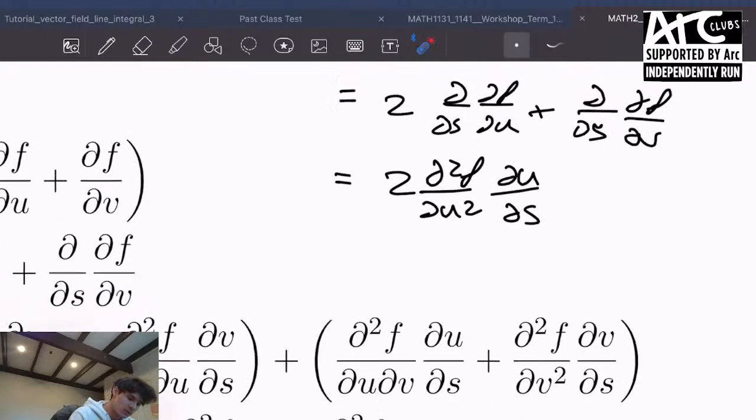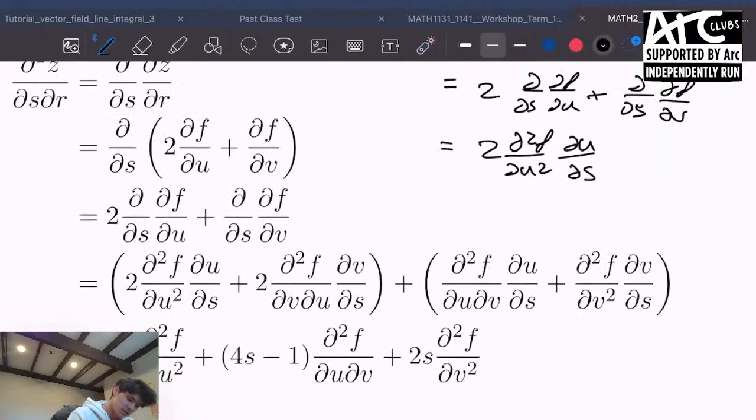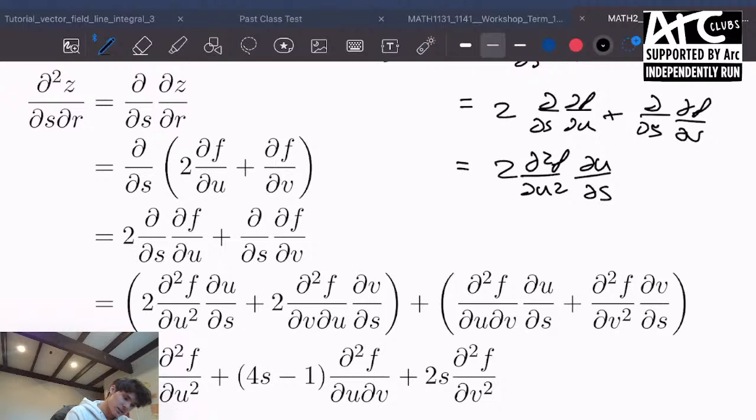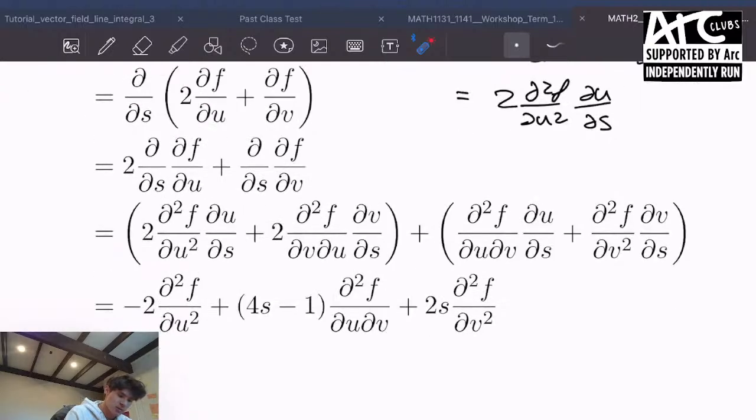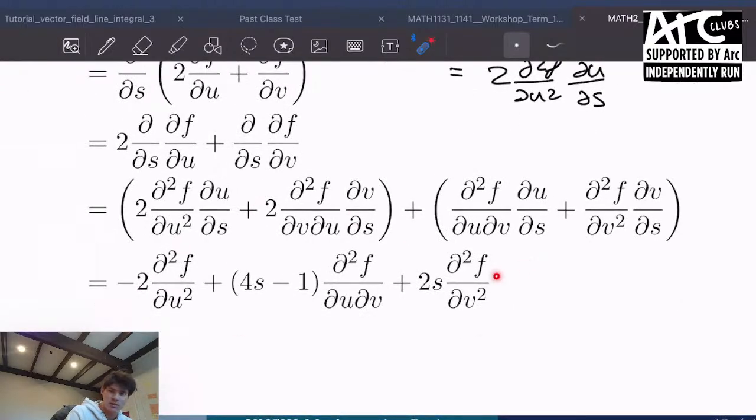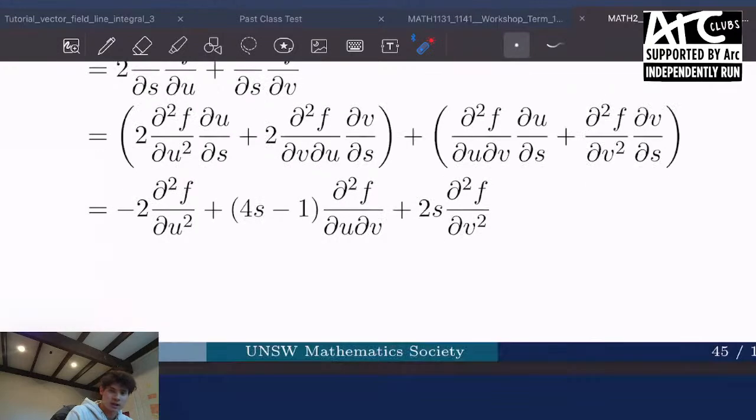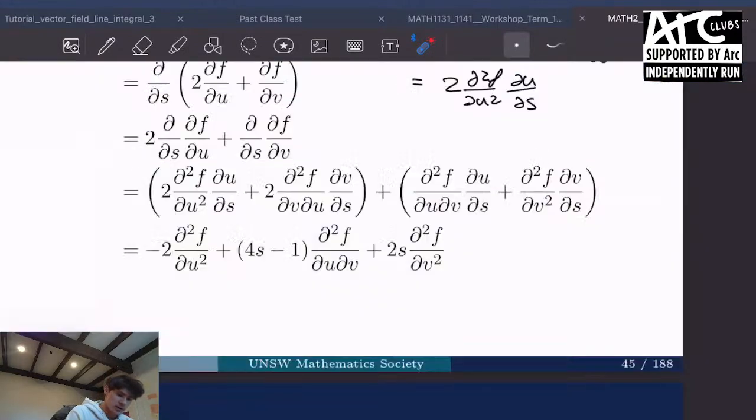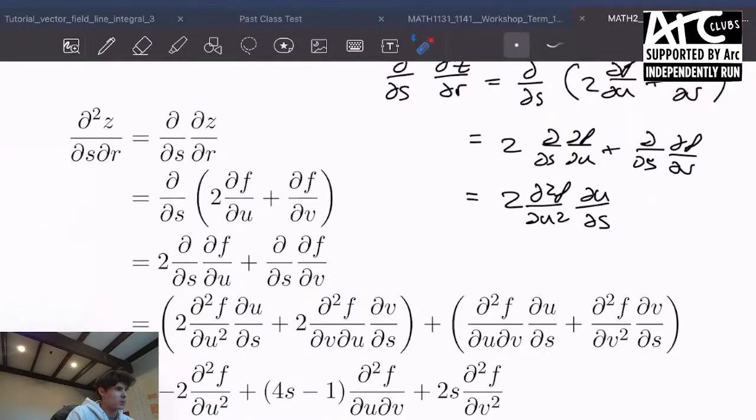And then from here, we can realize that we can find du/ds, dv/ds, that sort of thing, and substitute it in. What we should get is this big expression here. If you have any questions, let me know in the chat. All these solutions will be published online.